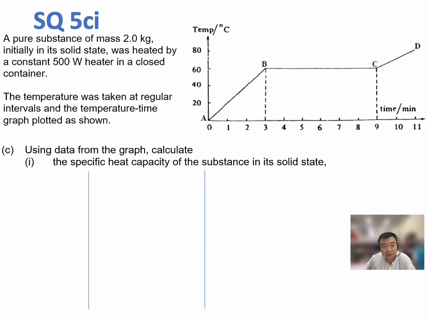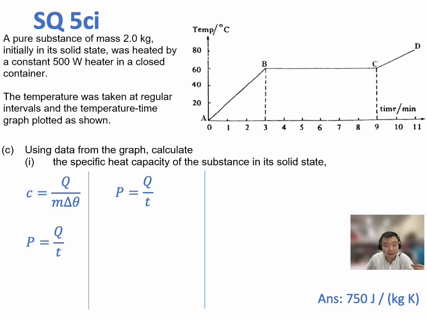In part C, we are to calculate what is the specific heat capacity of the substance in the solid state. So the answer is 750 joules per kilogram per Kelvin. We will be using these two equations. And first up, because we see a power value over here, let's use the power equation. From A to B, it takes place across 3 minutes. We need 3 minutes where the heater is working to heat up the object in the solid state.